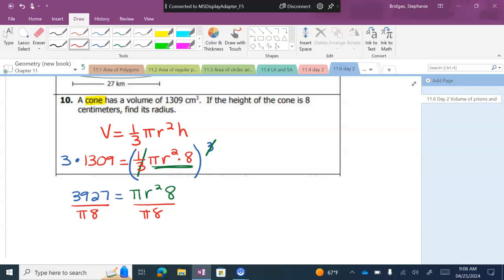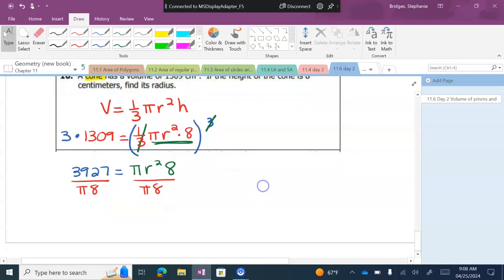Divided by, put a parenthesis. I'm telling you what to push in the calculator. You're going to hit your pi symbol. Does everybody see the pi symbol on your calculator? And then times 8, and then close your parenthesis. So that's exactly what you want to enter: 3927 divided by, opening a parenthesis, your pi symbol times 8, and close your parenthesis. And that is going to give us a decimal. Let's round it to 2 decimal places.